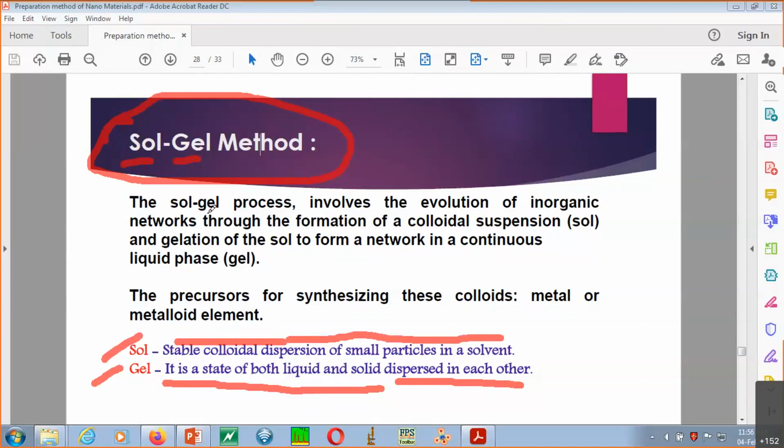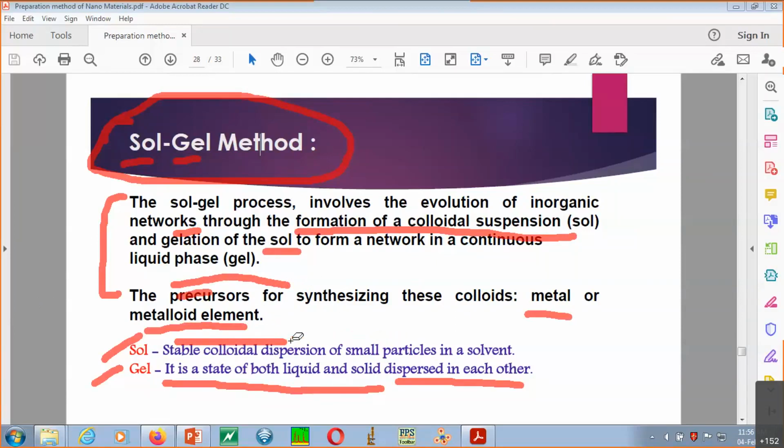So मुझे क्या करना है? Again, I have listed down, you see. This sol gel process involves the evolution of inorganic networks through the formation of a colloidal suspension, यानी sol and gel. So basically sol and gel के through ही आपको पूरा process complete कराना है. And precursors, यानी जो base materials होगा, जो target material होगा, it may be of metal and metalloid elements also. These are the things you have to consider as a precursor or base material, or target material also you can say that.